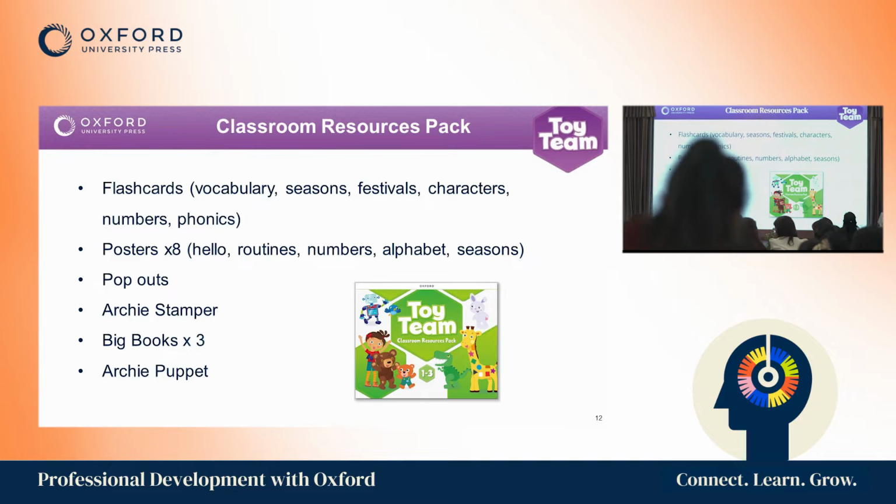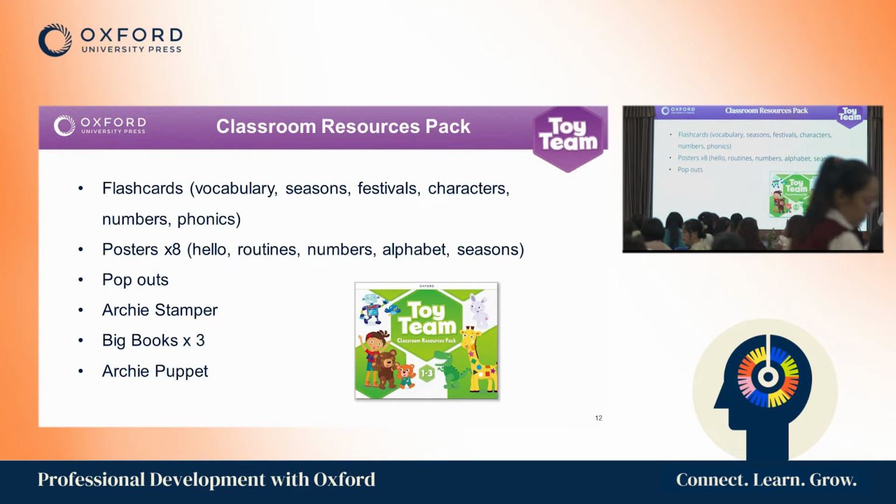We have pop-outs as well, so you can pop them out if you're telling a story. You can add magnets to them, or sticky blue tack on the back, and stick them to the wall. We have a stamp as well, and we all know students absolutely love using the stamp for their work, and it's based on Archie, our friend over here. We have big books, gigantic versions of the student book. If you're doing story lessons or teaching the book, you can do them in the class, right?